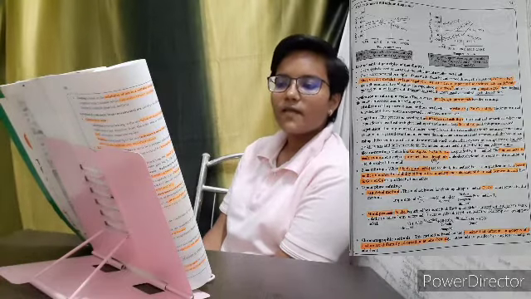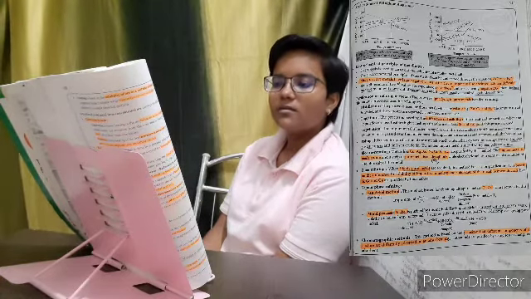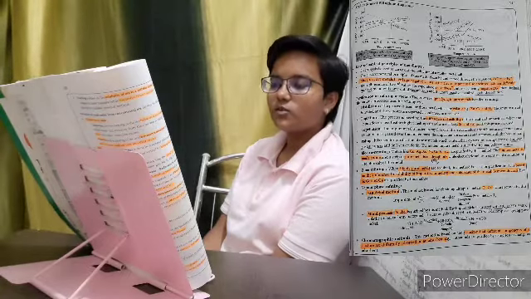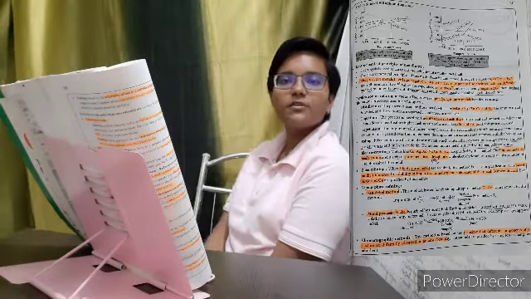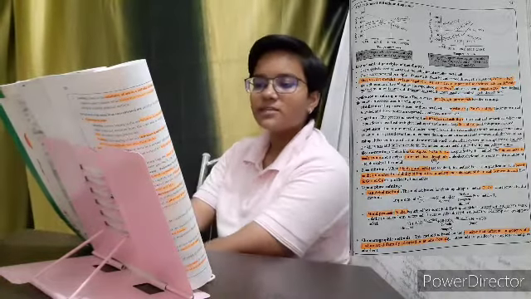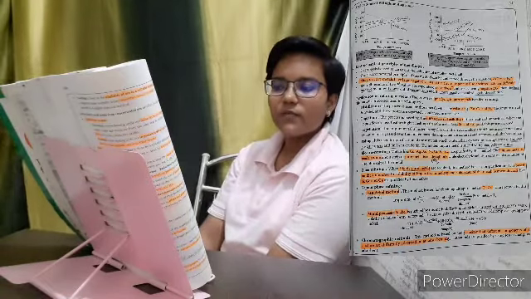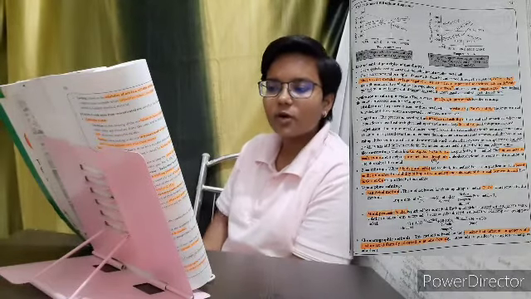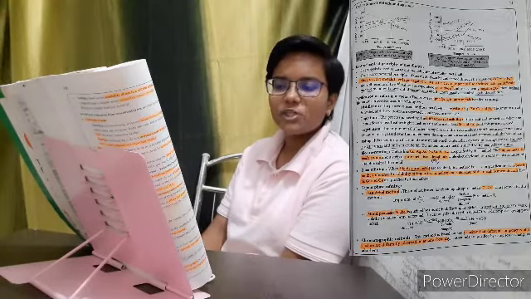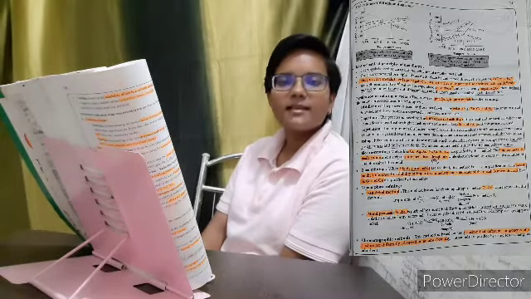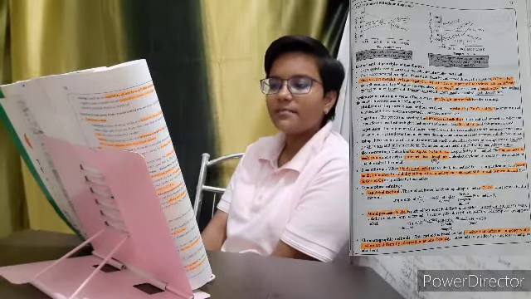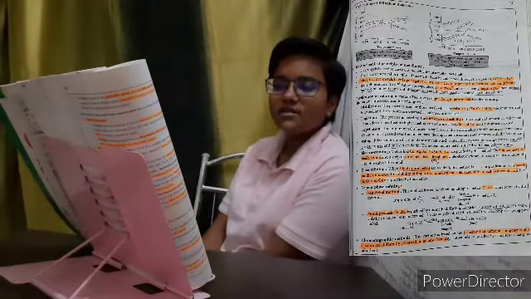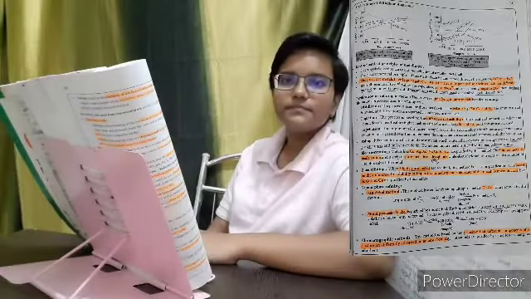Zone refining. When highly pure metals are required, this method is used for purification. It is based on the differences in solubilities of impurities in the molten and solid state of the metal. Semiconductors like Si, Ge and gallium are purified by this method. Zone refining is for semiconductors and it depends on the differences in solubilities of impurities in the molten and solid state of the metal.